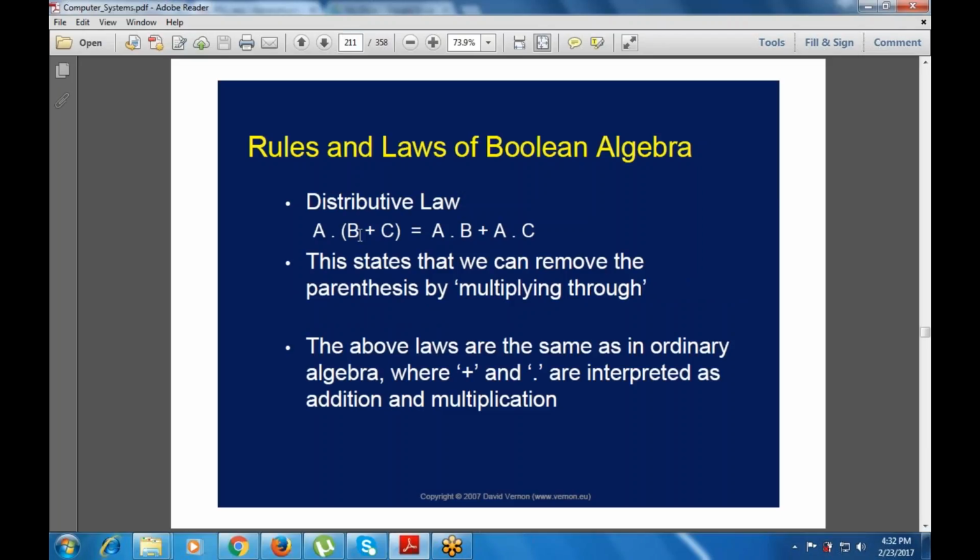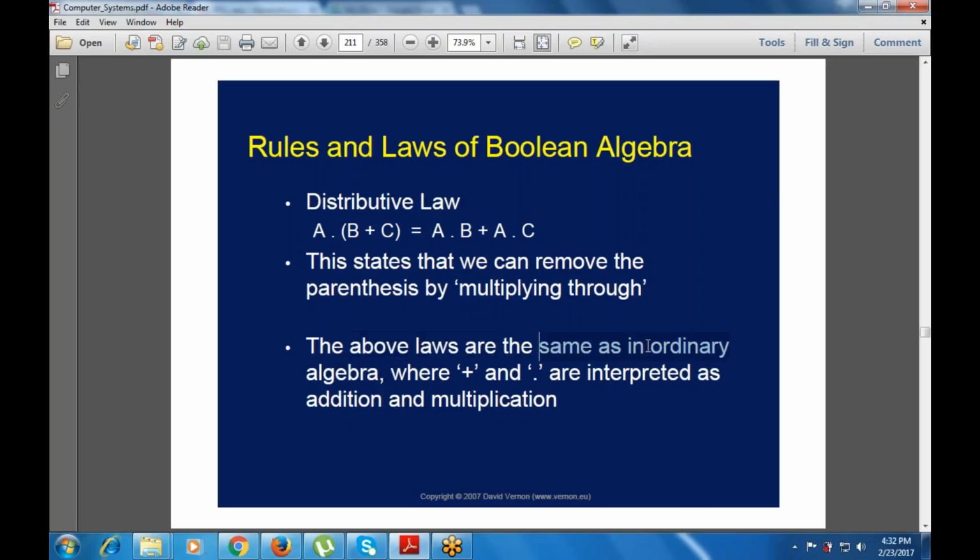Now the next one is the distributive law. That means the two operands or variables are operated with each other, or we can say distributed among the variables. So A into (B plus C) becomes A into B plus A into C. That states that we can remove the parentheses by multiplying. When we multiply, the parentheses are removed.